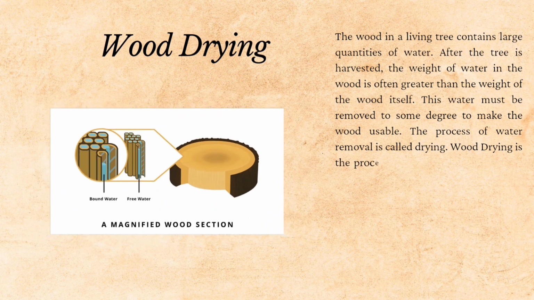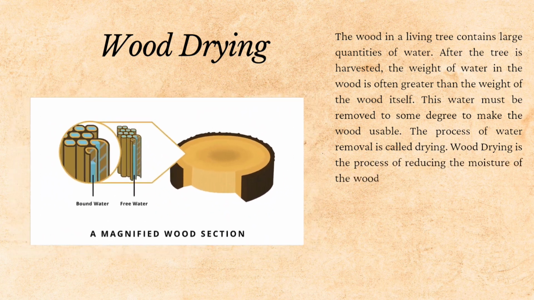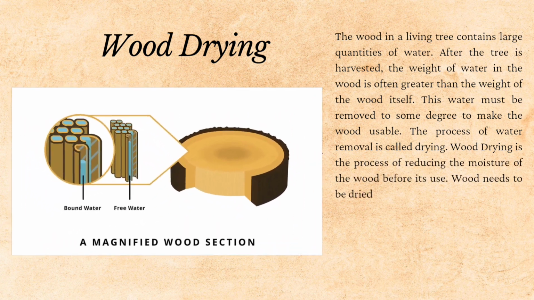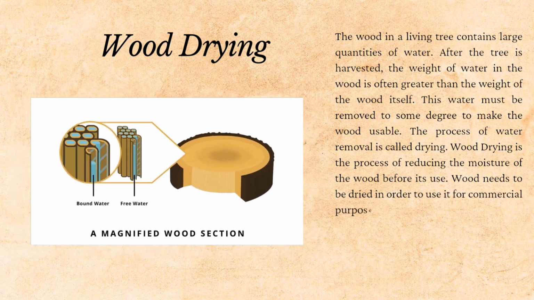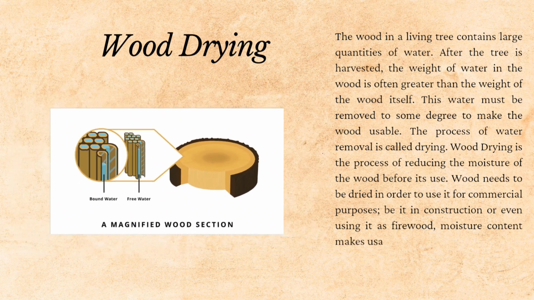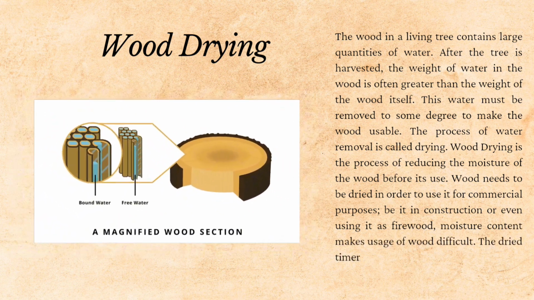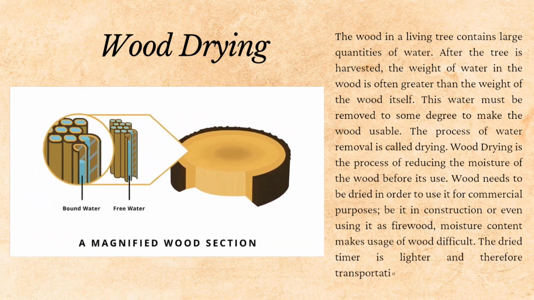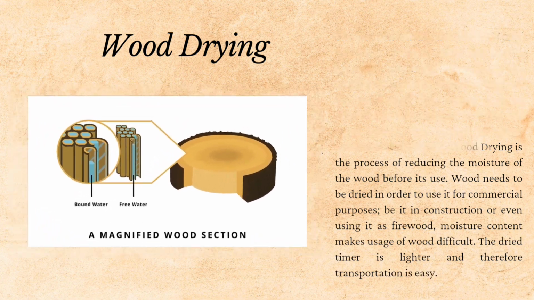Wood drying is the process of reducing the moisture of the wood before its use. Wood needs to be dried in order to use it for commercial purpose, be it in construction or even using it as firewood. Moisture content makes usage of wood difficult. The dry timber is lighter and therefore transportation is easy.